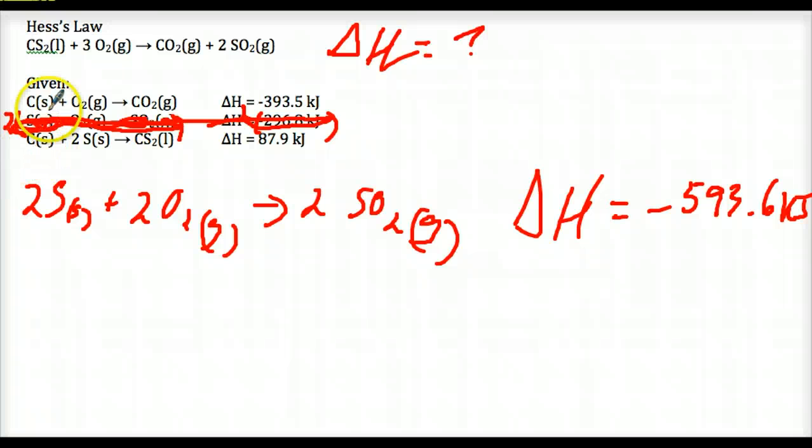Third reaction has carbon. It's redundant. It's in the first. It has sulfur. Sulfur's already in the second. That's no good. CS2, we need one CS2. We got one CS2. We're perfect.